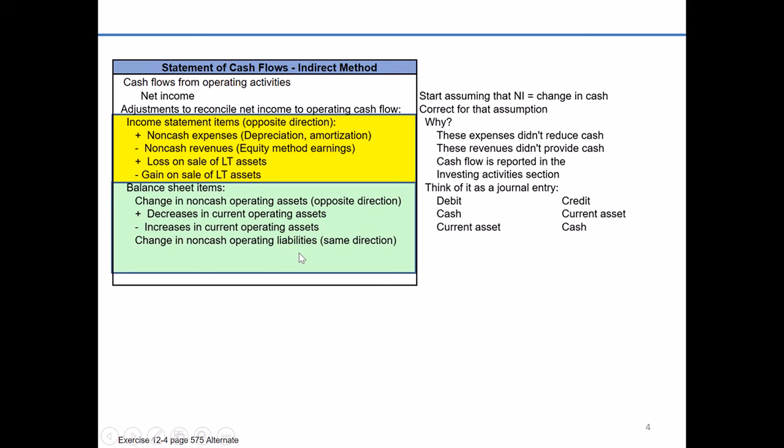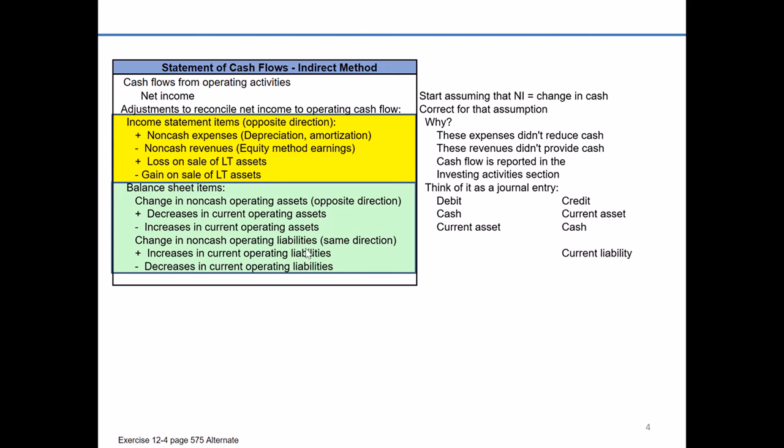Now, the changes go in the same direction, so that makes it a little tricky. Our current assets, non-cash items, go in the opposite direction. Our current liabilities go in the same direction. So for example, increases in current operating liabilities are going to be added to net income in order to arrive at cash flow from operating activities, but decreases in current operating liabilities are going to be subtracted.